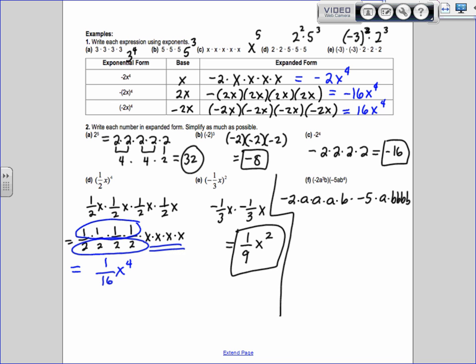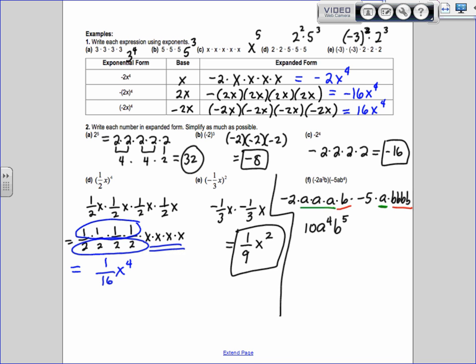So if I move things around, if I do just the numbers, negative 2 times negative 5, I get positive 10. Then I have a times a times a, and then I have another a over here. So I have a to the fourth. And then I have a b, and I have 4 b's, so I get b to the fifth. So that's your answer. So 10a to the fourth, b to the fifth.